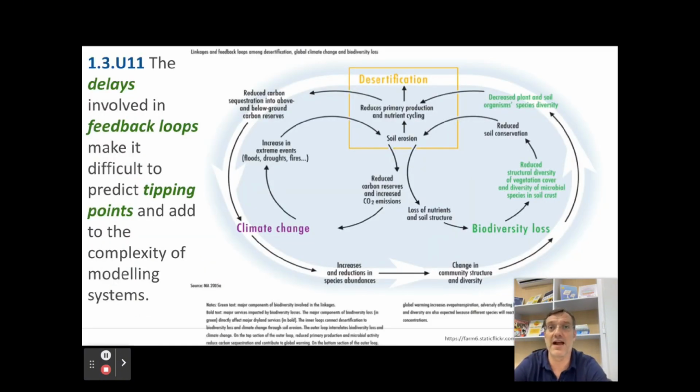The delays involved in feedback loops make it difficult to predict tipping points and add to the complexity of modeling systems. For example, the effect of greenhouse gas emissions on the climate system may not be apparent for decades or even centuries due to the inertia and lag time of the atmosphere and oceans. Right? We're looking at turnover times of thousands of years and sometimes millions of years in these systems, which is why there are significant time lags. Right? Those time lags make it challenging to forecast the future impacts of climate change and to take appropriate actions to mitigate or offset them or adapt to the changing climate.